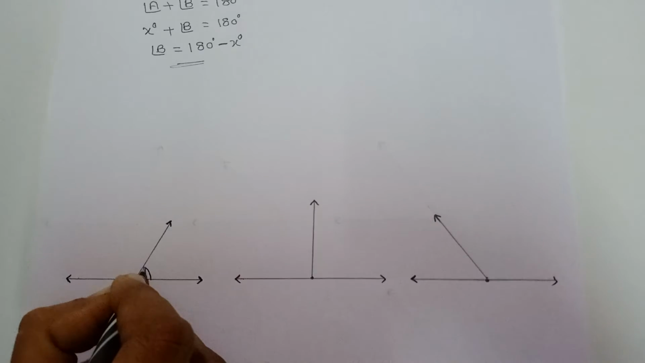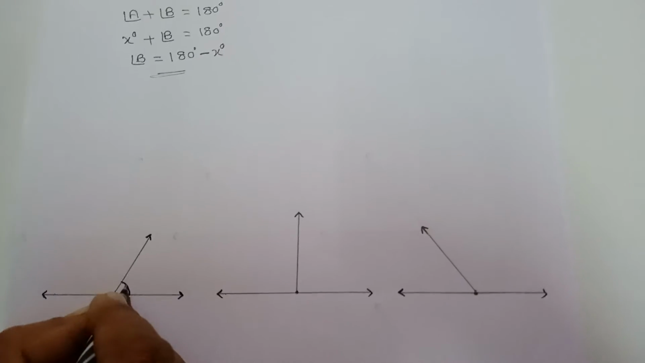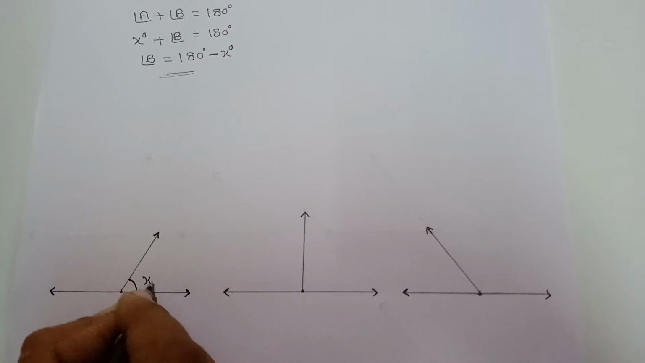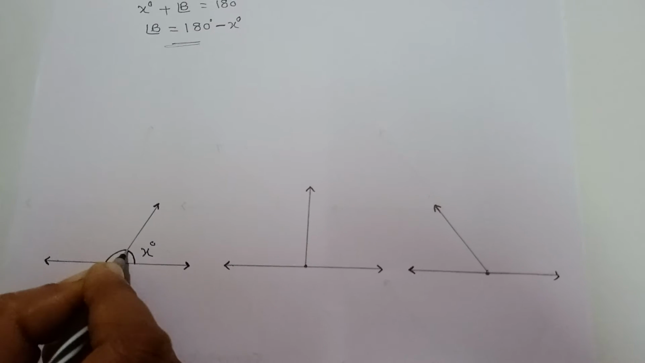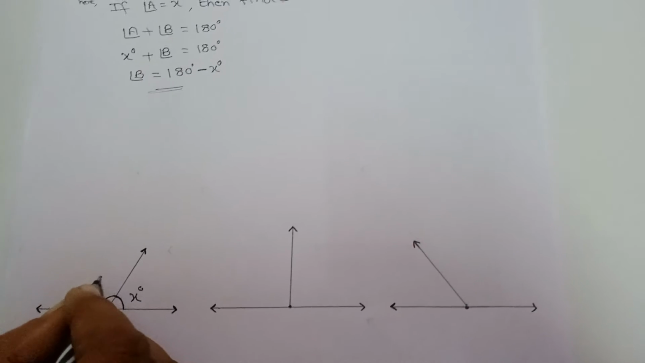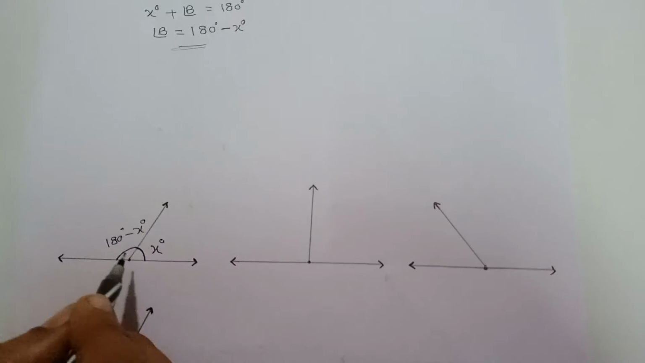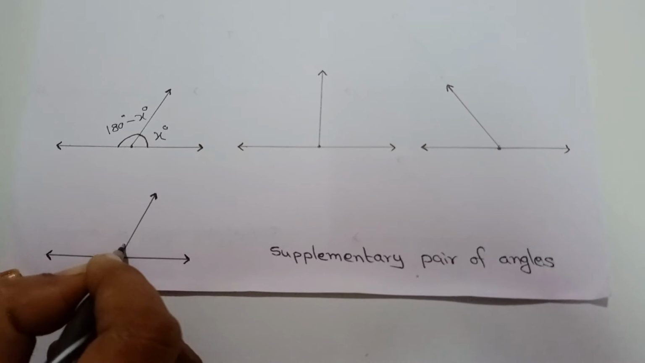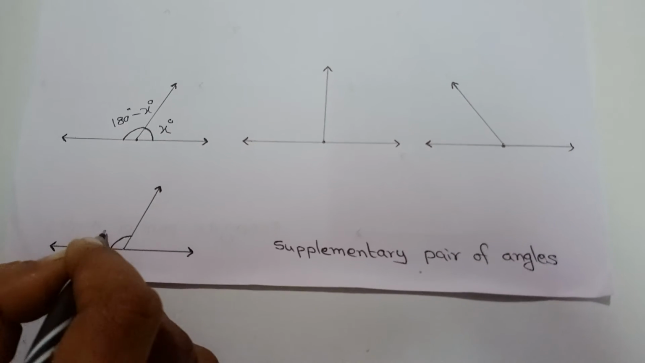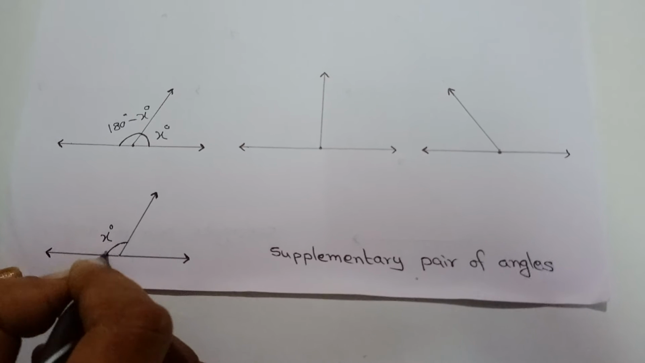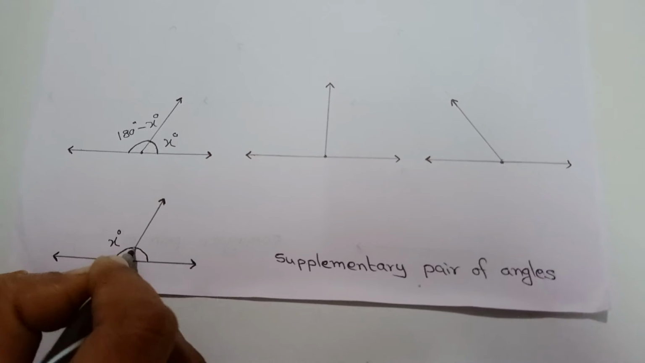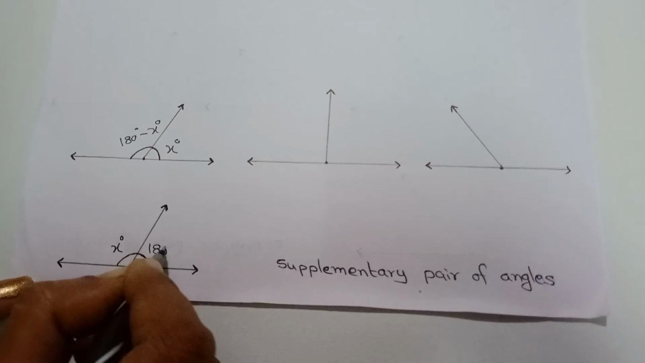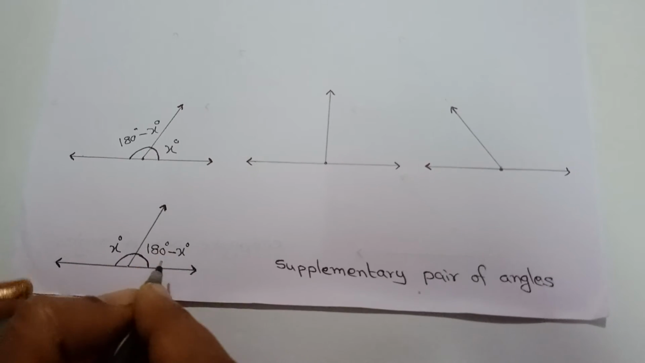Here, if this angle we take x degrees, this angle will become 180 minus x degrees. If we take here angle value is x degrees, then this angle will become 180 minus x degrees. Okay.